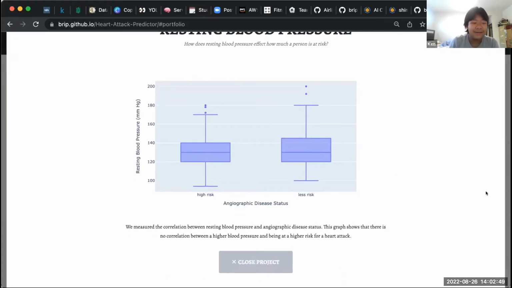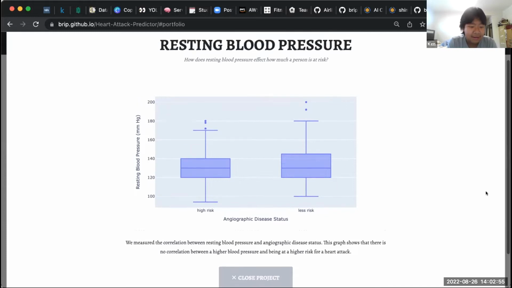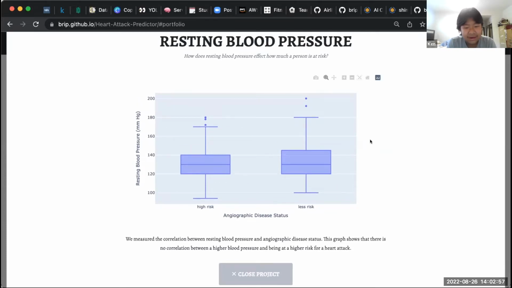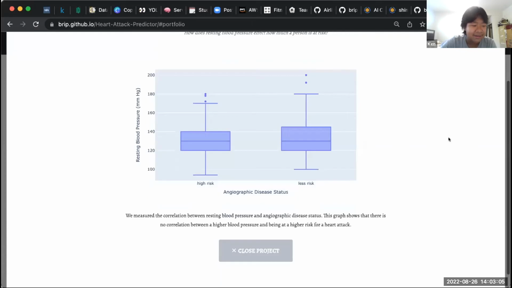Resting blood pressure. How does resting blood pressure affect how much a person is at risk for a heart attack? We measured the correlation between resting blood pressure and angiographic disease status. This graph shows that there is no correlation between a higher blood pressure and being at a higher risk for a heart attack.